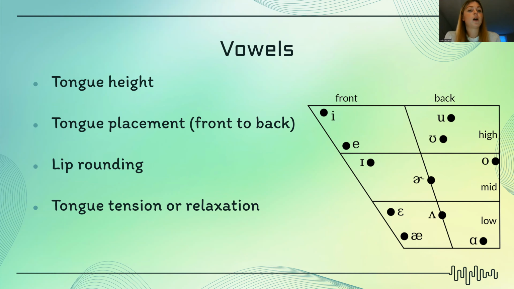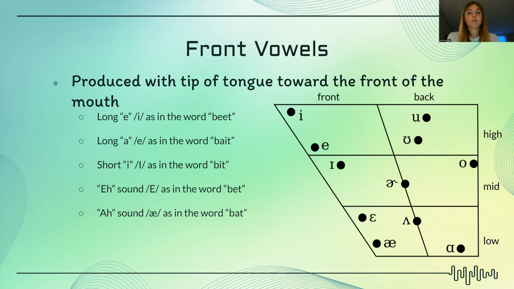And then we also use the roundness of our lips to differentiate different vowels. They make different sounds if your lips are producing a different shape. And then whether or not your tongue is tense or relaxed when you make those vowels. So the front vowels, as they're named, the tip of your tongue is more toward the front of your mouth when you make those sounds.